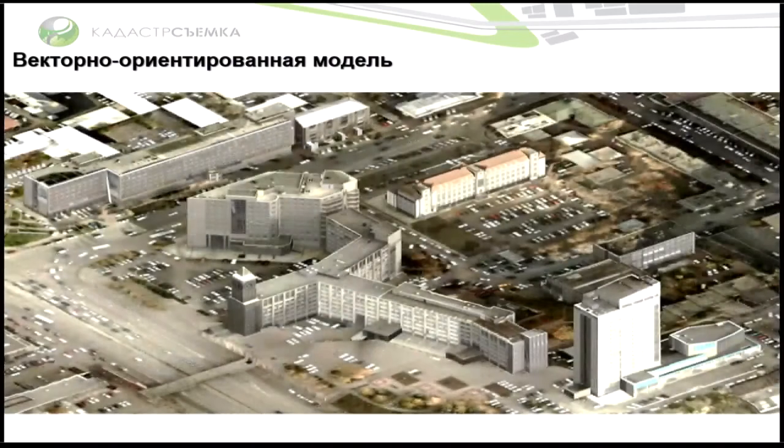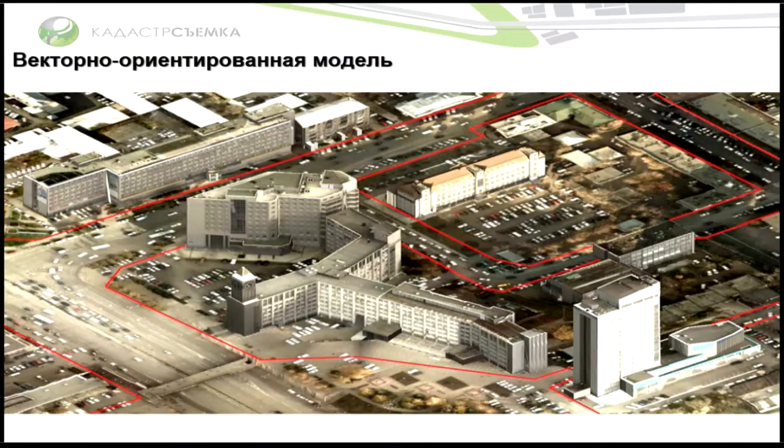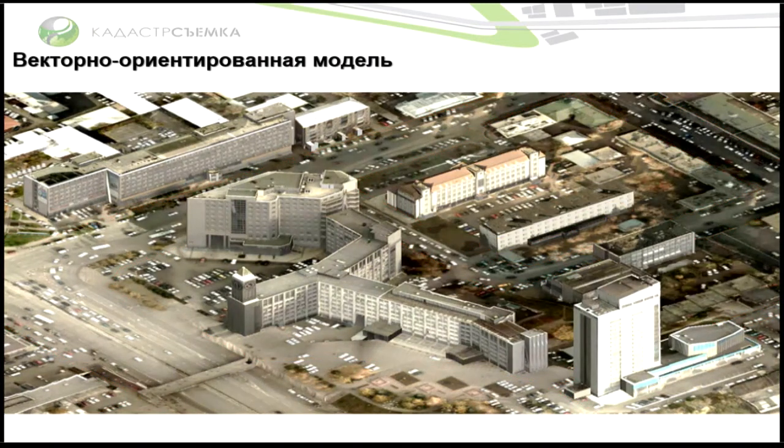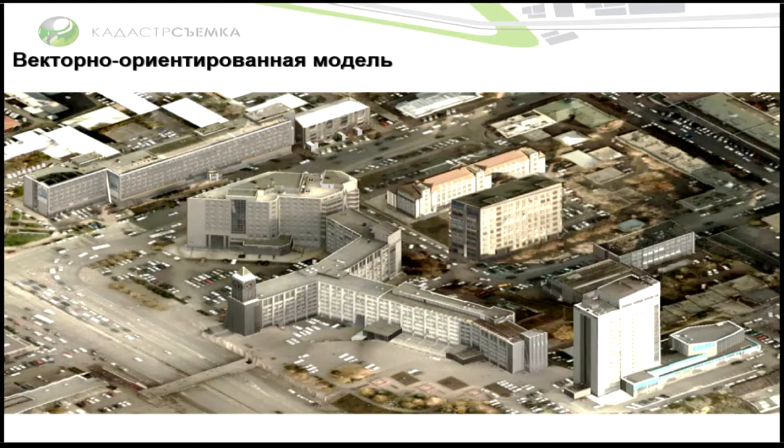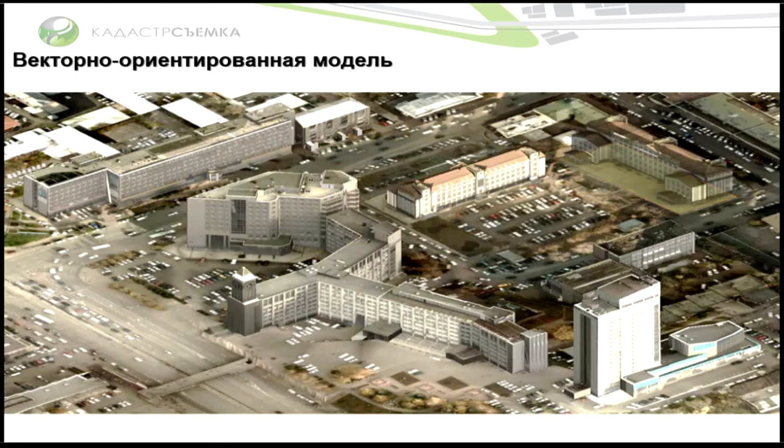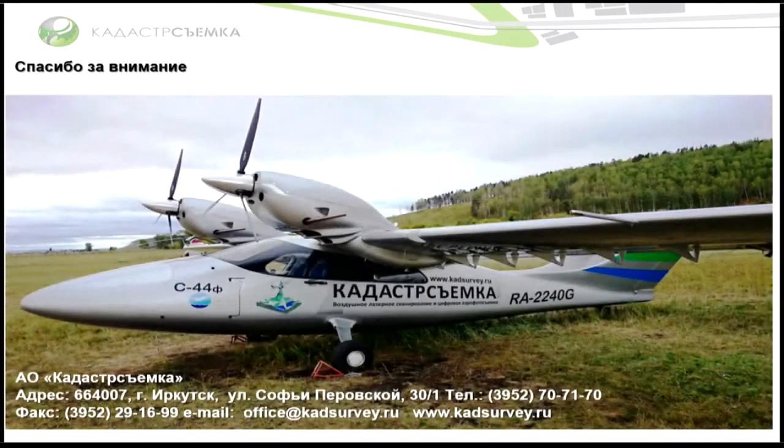Also, we did a vector-oriented model early in 2013 for the city of Irkutsk, the city of Krasnoyarsk, I'm sorry. Input data was laser scanning data. It was a labor-intensive, time-consuming project. Each building was drawn in photo mode and then textured through aerophoto imagery. You can move buildings around, add buildings, and delete. That's all I have. Thank you very much.